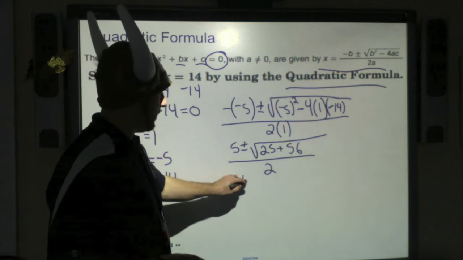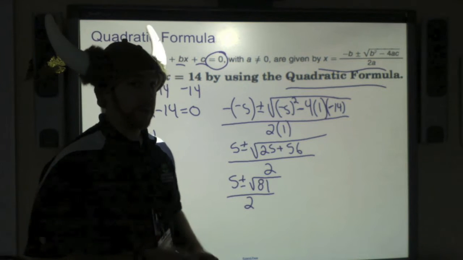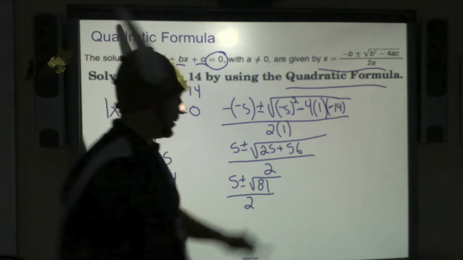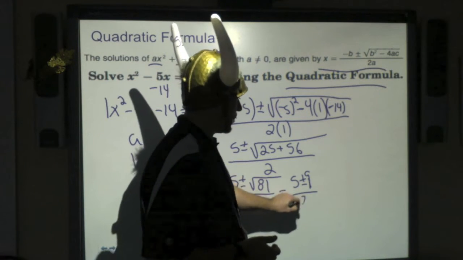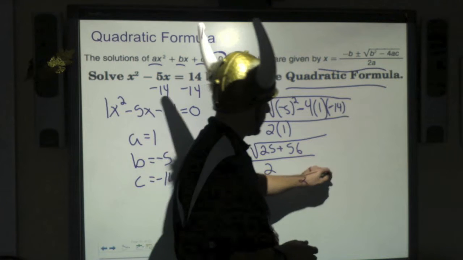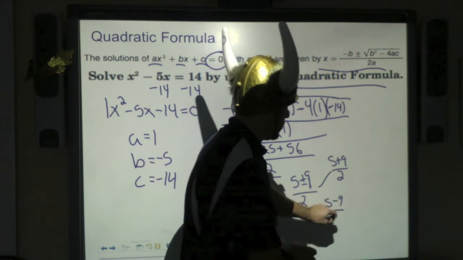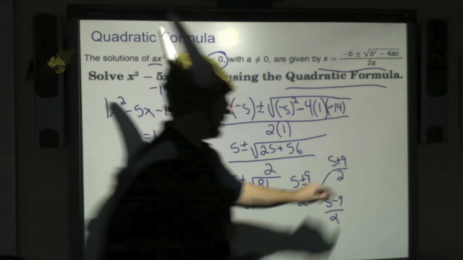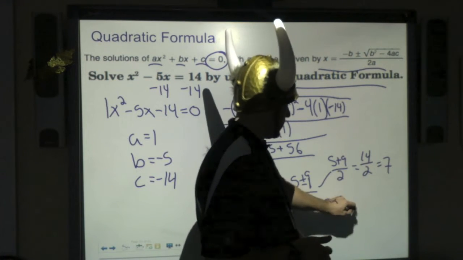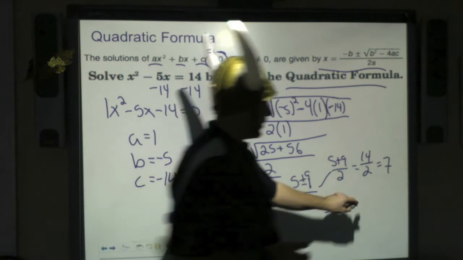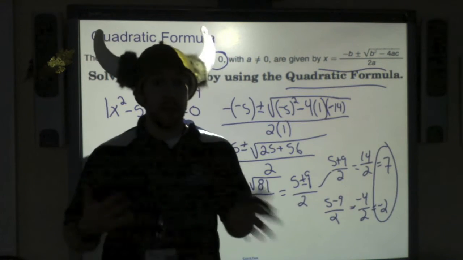So then I add those together: 5 plus or minus the square root of 81 over 2, and the square root of 81 is 9. So that's 9 over 2, and then I split it: 5 plus 9 over 2, and 5 minus 9 over 2. 5 plus 9, 14 over 2, is 7. 5 minus 9, negative 4 over 2, is negative 2. Those are my answers. I didn't have to factor.